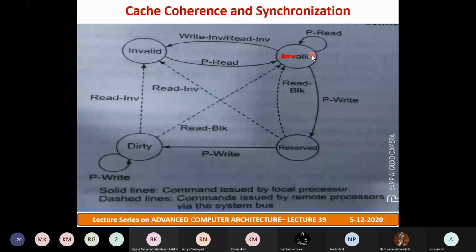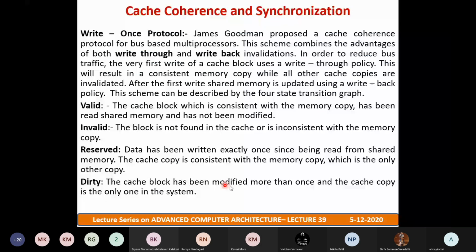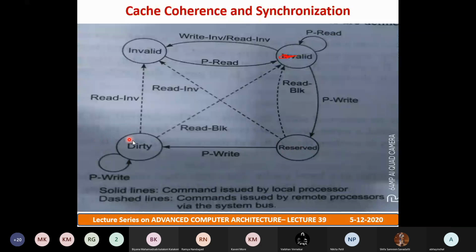Then when a read operation happens, it will again come to valid. But when it is in reserved state, without reading the block, if it goes to writing again, it moves from reserved into dirty state. As we have said here, the cache block has been modified more than once and the cache copy is the only one in the system, so it moves from reserved to dirty. When the block is read-invalidated, it will move from reserved to invalid state. Understood?